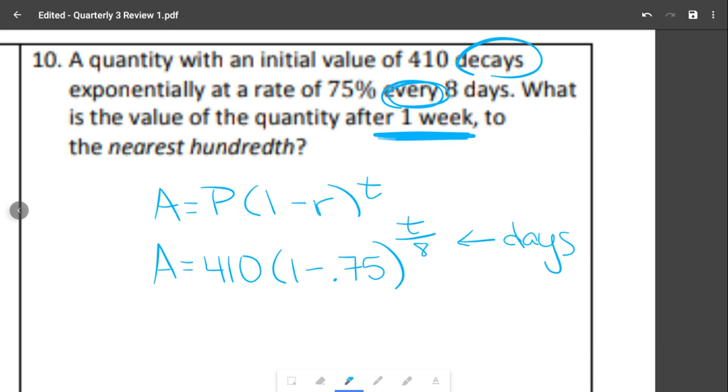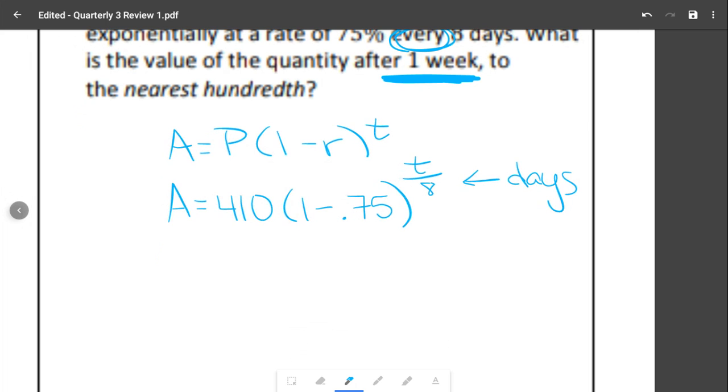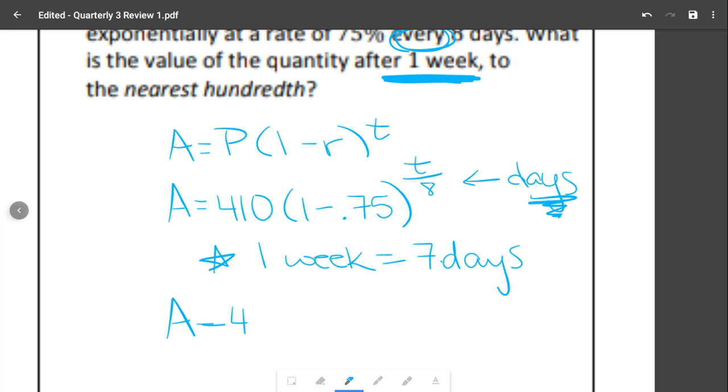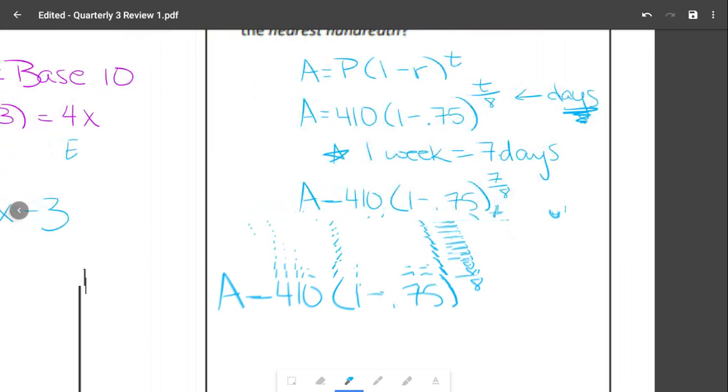We want the value of the quantity after 1 week. So that means that when I plug in my number for T, it should be in days just like the rest of the formula. We should know that 1 week equals 7 days. So plugging in for T here, we should be plugging in a 7 because 1 week is 7 days.